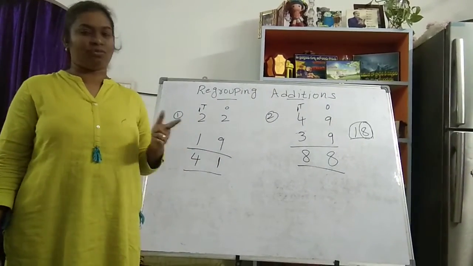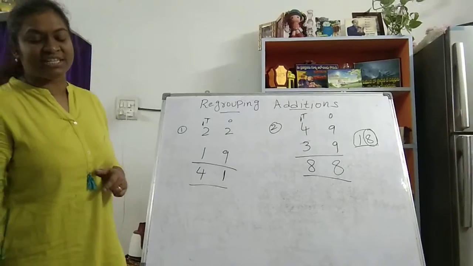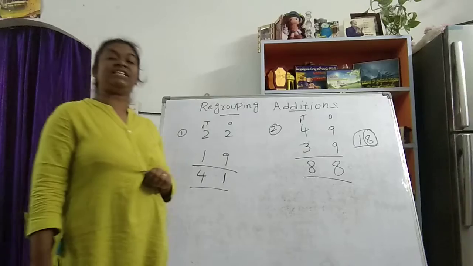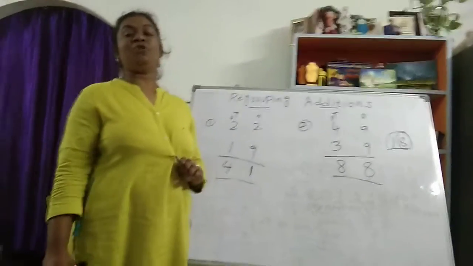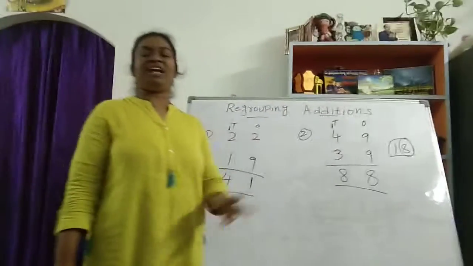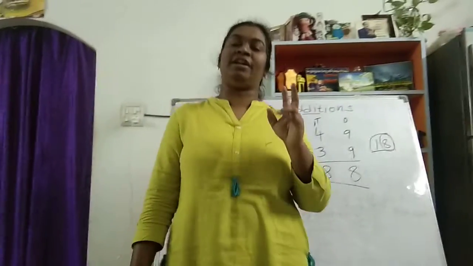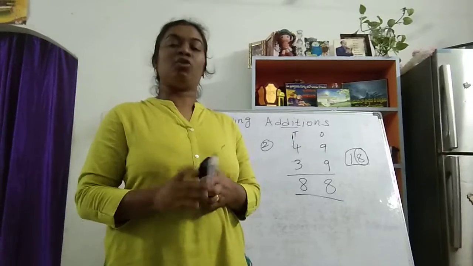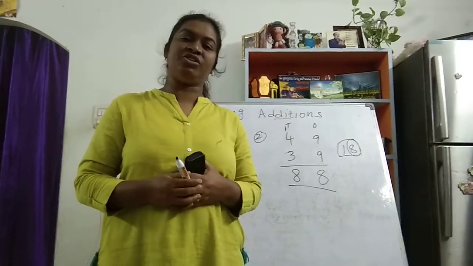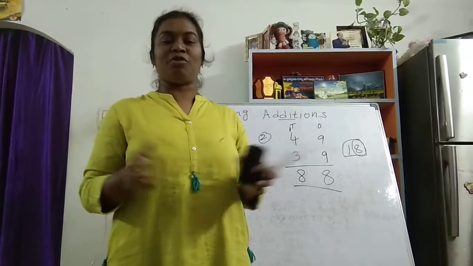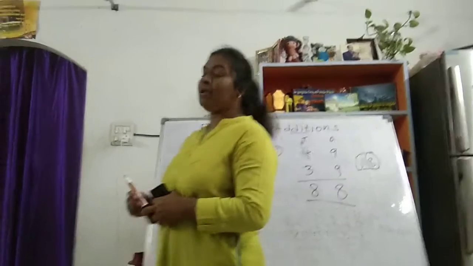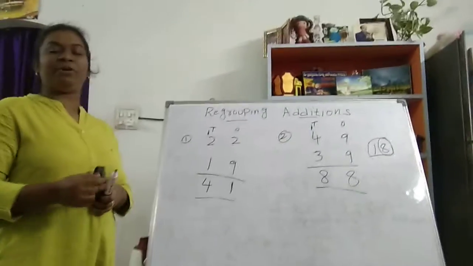Okay, and page number 96 is also your homework of regrouping additions. Today we have done two digit additions and also regrouping additions. In the next class we'll be doing word problems, and with that we close this chapter. Hope you all understood, children. Practice more and more, because practice makes a man perfect. You will be perfect only when you practice. Please do that. Please copy this in your classwork page number 97. Page 96 will be your homework for tomorrow.